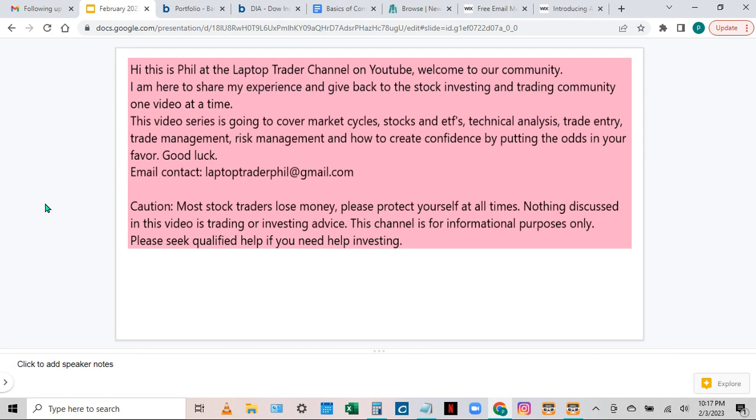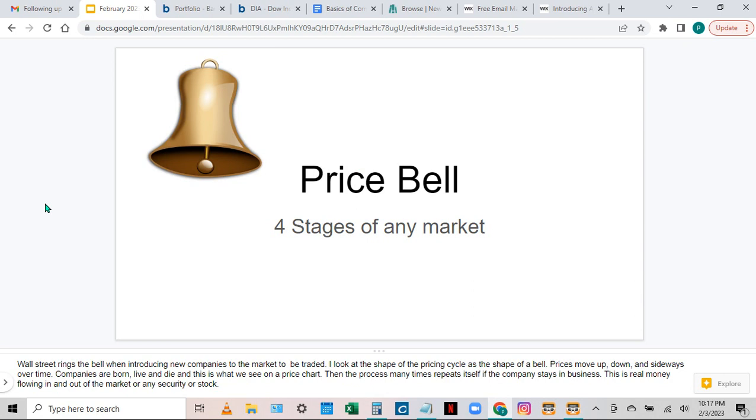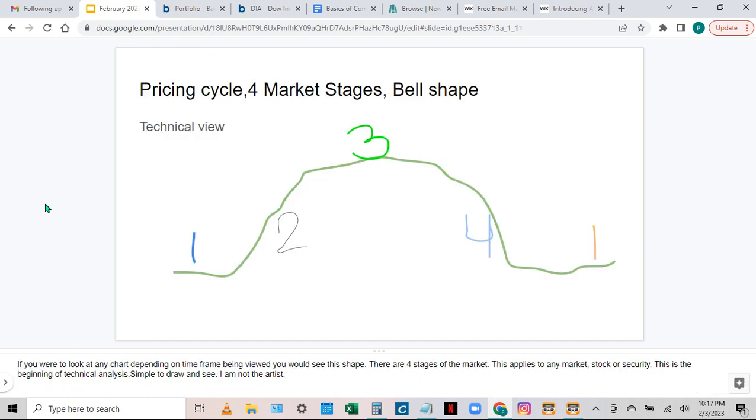Okay, so let's get to it. Again, this is how I look at the market. I look at the market in 4 stages. To me, it looks like the shape of a big bell. So Wall Street rings the bell when introducing new companies to the market being traded. This is a real basic representation. Excuse the artwork, but this is just a technical view of the 4 stages. You've got stage 1, stage 2, stage 3, and then stage 4 or downtrend back to stage 1.